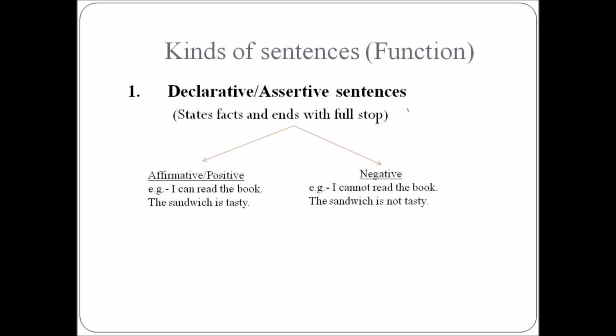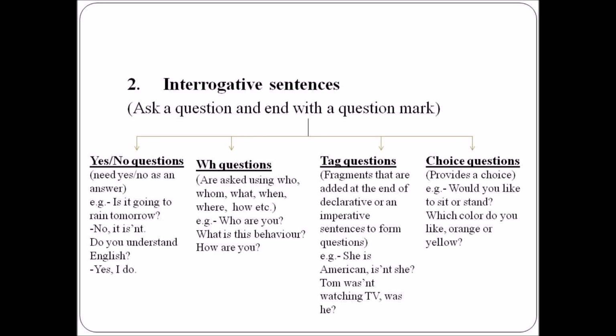For example, I can read the book. This is a positive sentence. Whereas I cannot read the book, this is a negative sentence. Now see the next example. The sandwich is tasty. This is a positive or an affirmative sentence, whereas when we use it other way, the sandwich is not tasty. Now it becomes a negative declarative sentence.